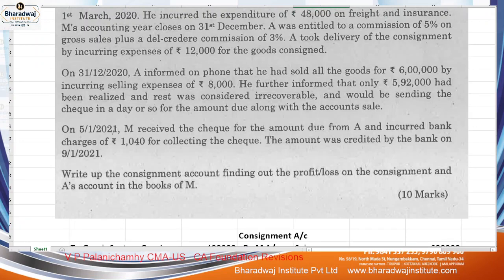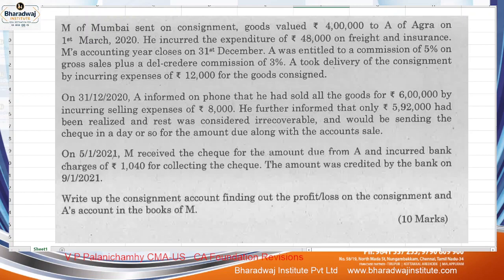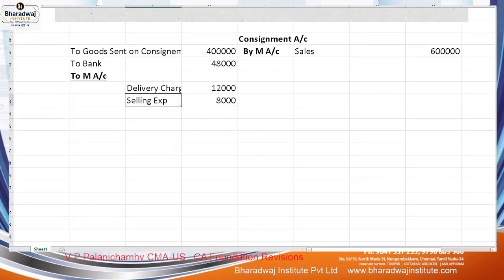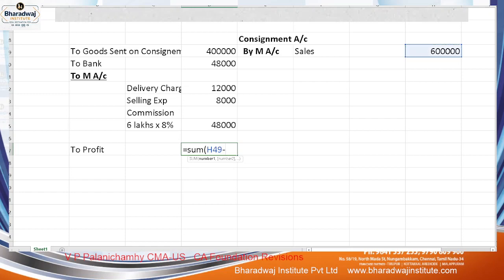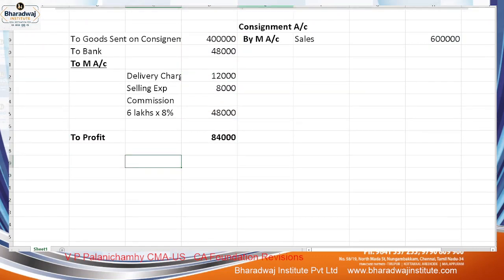We are not bothered about collections, bad debts, collection charges and all. Then what is the commission he is eligible for? What is the total commission? 8% total commission on 6 lakhs. 8% total commission, how much? 48,000. That's all. Tally it, and we get the profit. No closing stock. Bad debts will not come because the del credere commission is paid. The goods are not sent at invoice price, so profit is 84,000.